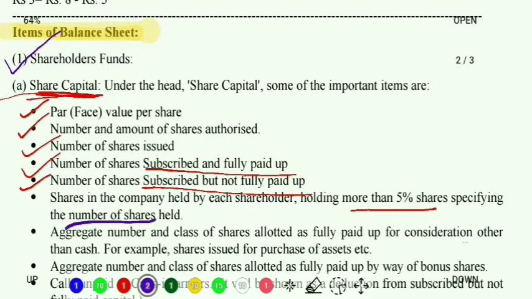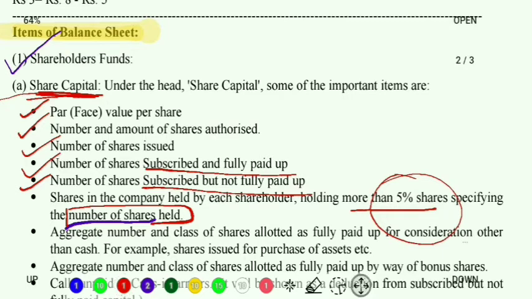Next, what we have is shares in the company held by each shareholder holding more than 5% shares, specifying the number of shares held. Now, what does that mean? It means that in case a shareholder is holding more than 5% of the total shares of the company, then we need to specify the number of shares which is actually held by him.